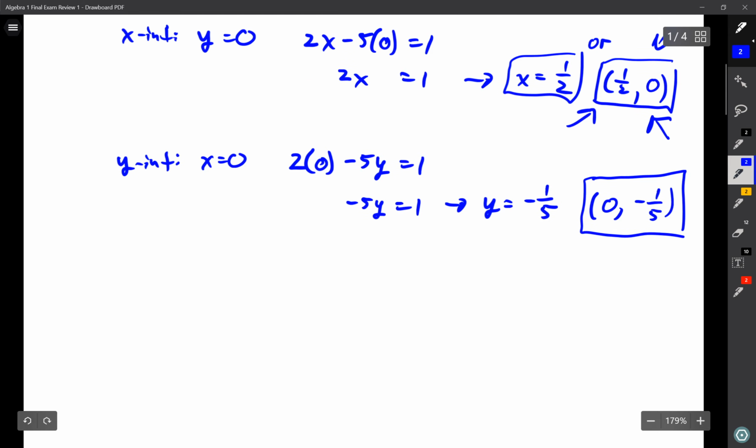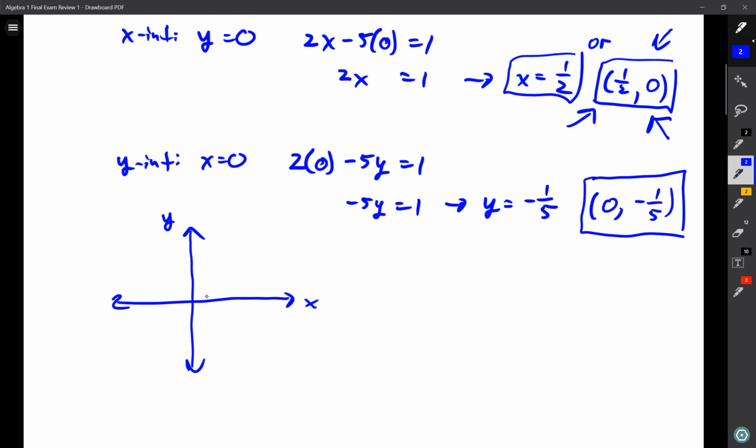Okay. So this problem didn't ask you to graph it, but if you're asked to graph this, then we would have our axes. Now I'm going to scale this by fifths just to help make this a little bit better. So 1/5, 2/5, 3/5, 4/5, 5/5. That's 1. Negative 1/5, negative 2/5, negative 3/5, negative 4/5, negative 5/5. That's negative 1.